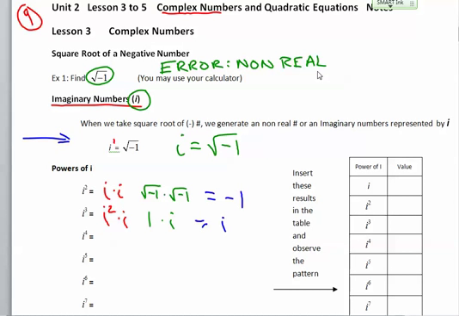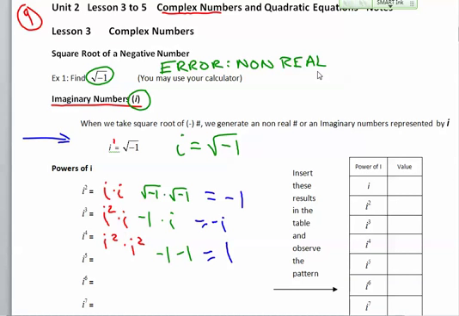So i to the 4th is going to be the same thing as i squared times i squared. We know that i squared is equal to negative 1. I messed up on the last one. So this right here, i squared is actually a negative 1. So a negative 1 times i gives me a negative i for i to the 3rd power. So i to the 4th power, I have i squared times i squared. That's a negative 1 times a negative 1, and a negative 1 times a negative 1 gives me a positive 1.